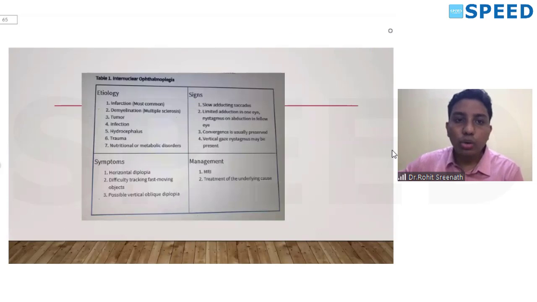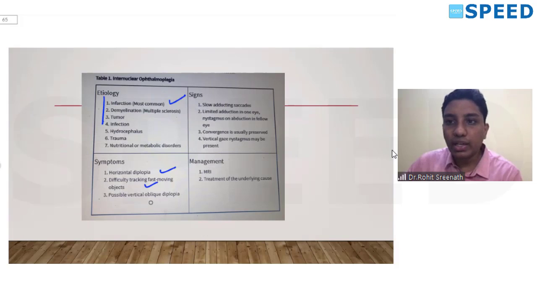We should know the important etiology or causes of INO. The most common cause is infarction of the brainstem. Then demyelination, mainly multiple sclerosis, can result in internuclear ophthalmoplegia, as can tumors, infection, and hydrocephalus. The main thing to remember is the top three. The patient will have a horizontal diplopia, difficulty in tracking fast moving objects, and also a vertical oblique diplopia.